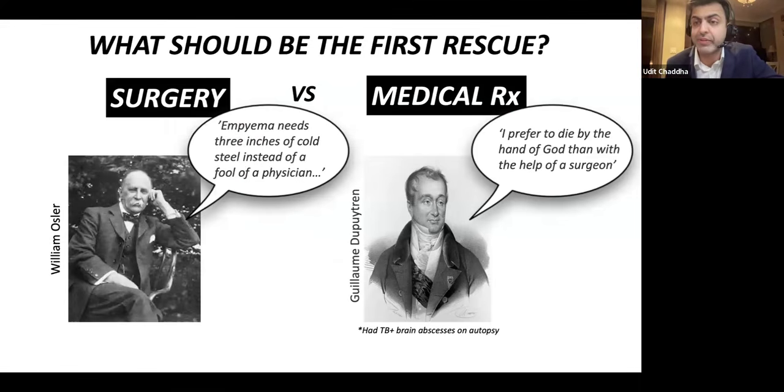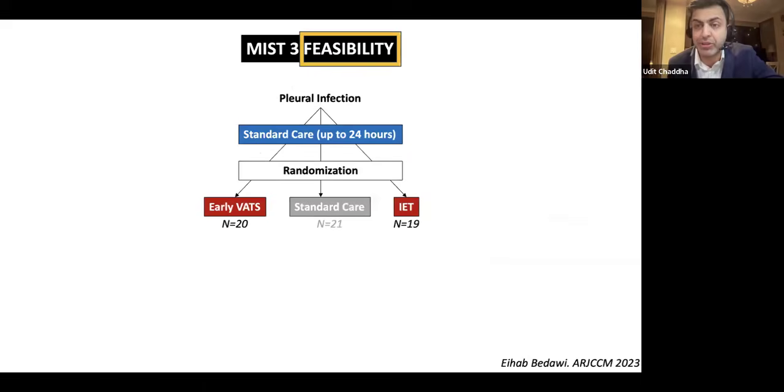Now, William Osler, famous physician, said empyema needs 3 inches of cold steel instead of the folly of a physician. And Dupuytren, on the other hand, did not want surgery despite being a surgeon himself, and both of them died of complications of empyema. In fact, Osler died of post-op hemorrhage, I think on day 5, if I'm right.